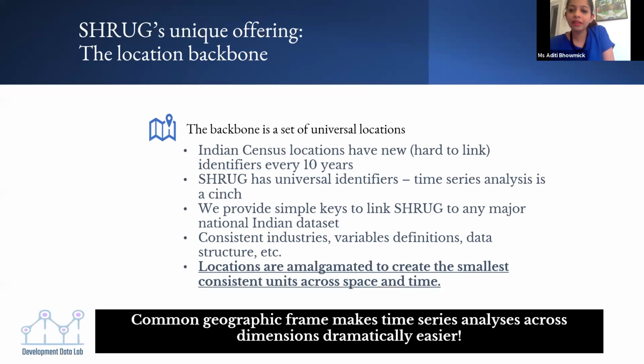Okay, so like I was saying, the unique aspect of the Shrug is this common geographical frame, which I stressed at the very beginning of the presentation. The issue is that the Indian census locations change in terms of geographic identifiers every 10 years. The reason is that geographic units themselves change. You have districts splitting, new districts getting created, new states getting created. If you take the 1991 population census and want to match it to the 2001 census, you have to sit down and figure out which village goes to which district and how it matches. Was a village a town in the previous census, and so on. So lots of things are changing.